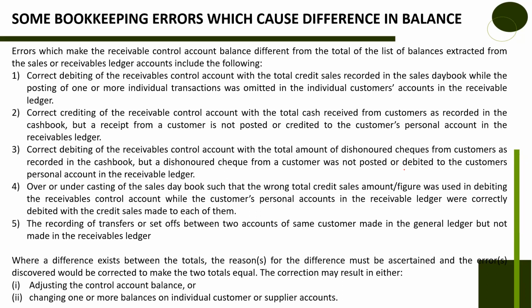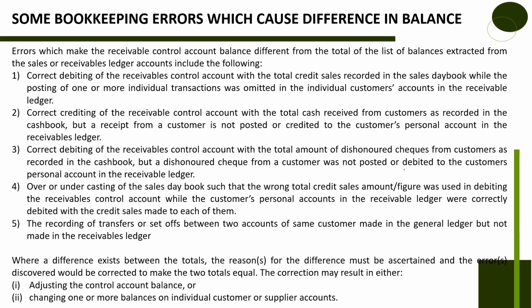Some errors that may cause differences in the ledgers and the receivable control account could include any of the following. You correctly debited the receivable control account with the total credit sales. You did that correctly, while the posting of one or more individual transactions was omitted.